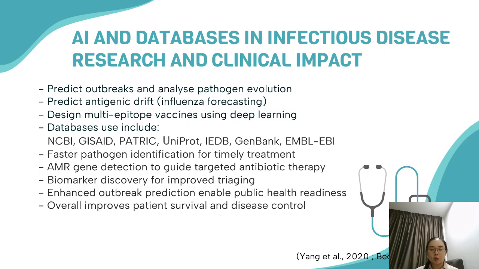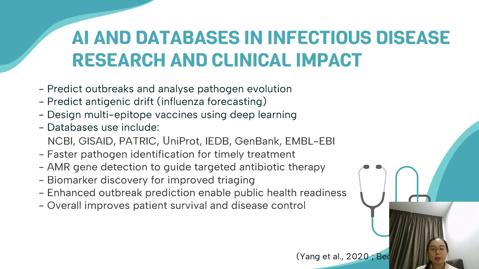UniProt is the key source for high-quality protein information, while IEDB stores all the experimentally validated B cell and T cell epitopes that are essential for vaccine design. All these bioinformatic platforms enable global data sharing, faster diagnostics, and more accurate vaccine development.